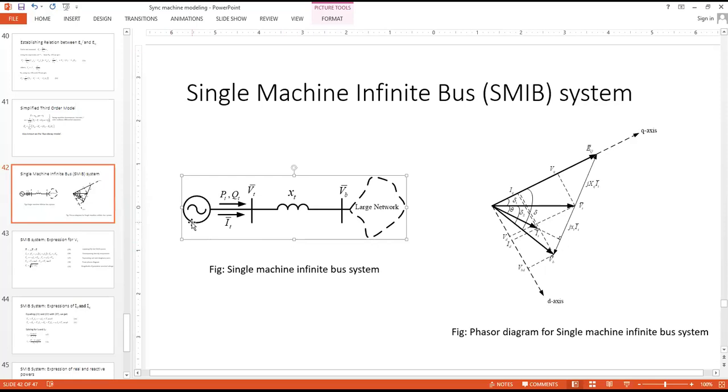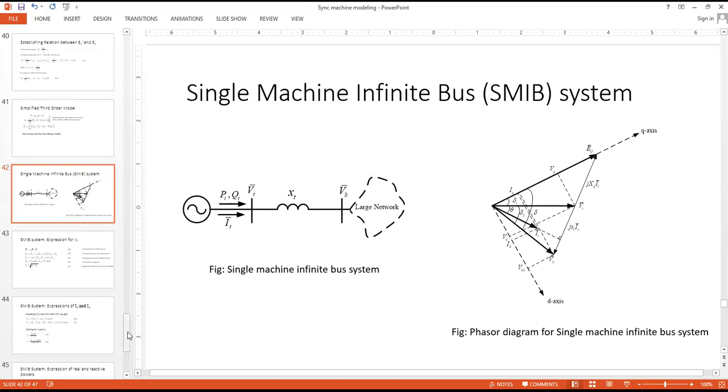So the generator is generating the real power PT, and QT is the reactive power, and the current injected by the generator into the terminal of the generator, which has a voltage VT. The current produced by the generator is IT. As we said, these IT, VT, and VB are phasors, so they have angles as well as magnitude.